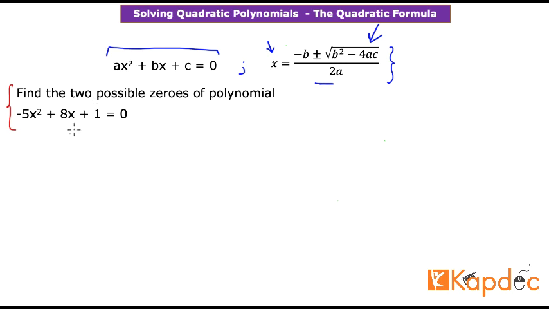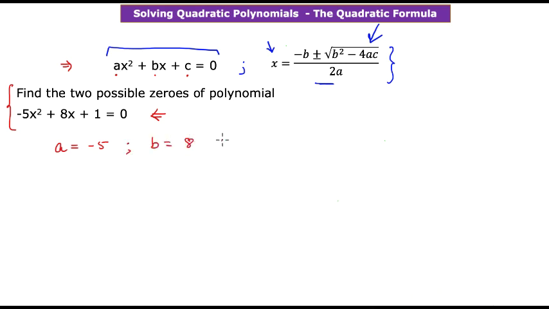All right. So the solution is very simple now. We already know the formula. We just need to identify what is my a, what is my b, and what is my c, and then simply plug in those values in this formula. So when I compare this general form with the statement that has been given to us, we find that a is equal to negative 5, b is equal to 8, and c is equal to plus 1.